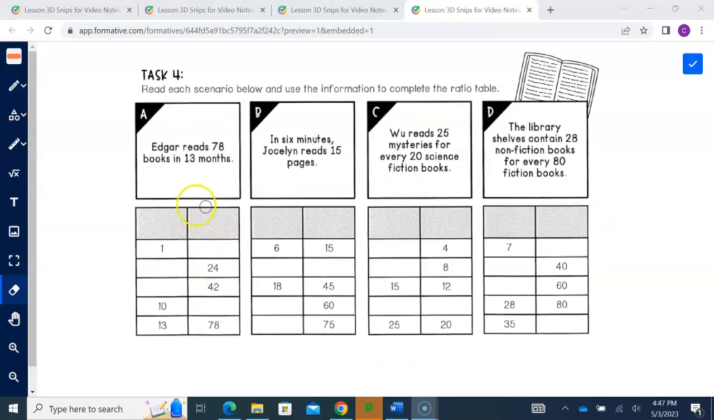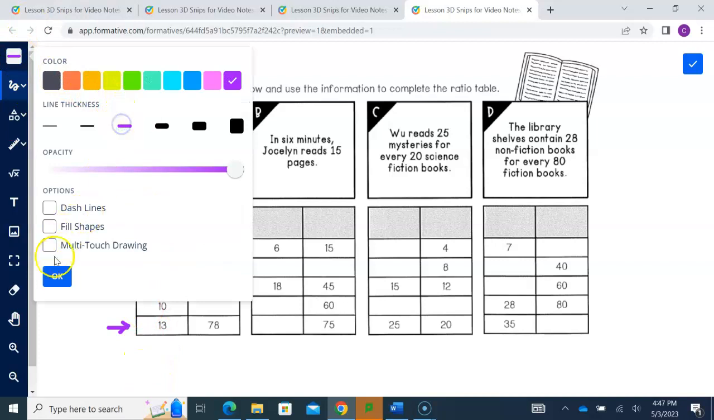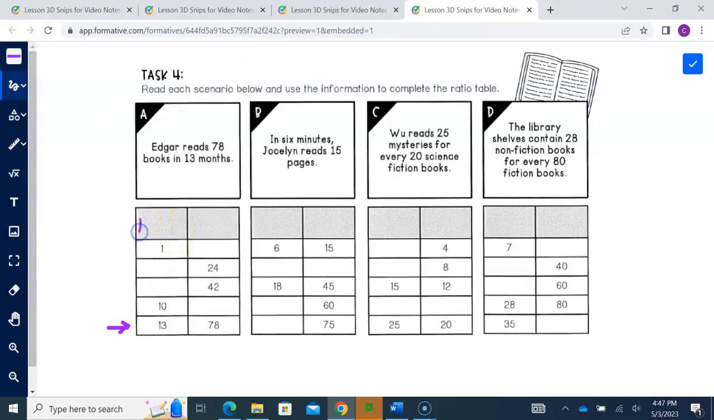And they have a table that's supposed to demonstrate or display information about number of books and how many months they were reading for. And we can see in the table that when Edgar read for 13 months, it totaled 78 books right here. So let's put some labels in. If Edgar has 13 in this column, that must be the number of books he's read. So let's just title that books.